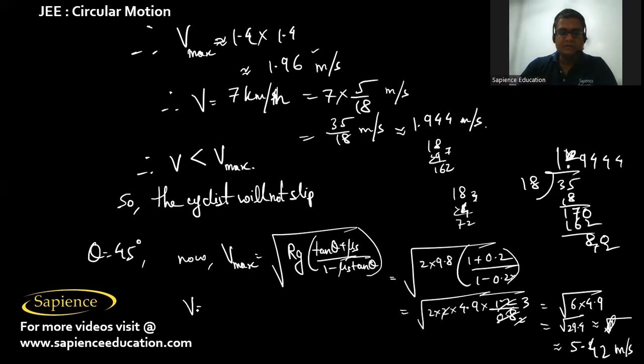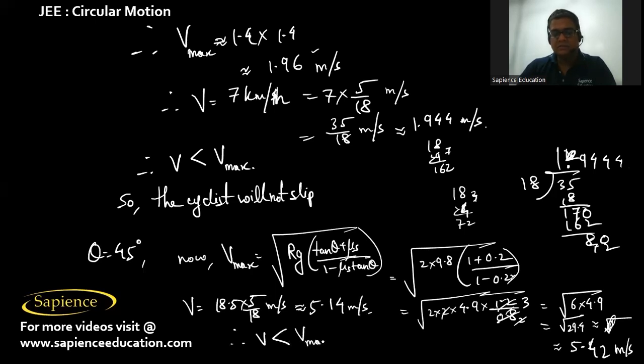Now the given velocity is 18.5 kilometer per hour. So 18.5 into 5 by 18 will come in meter per second. That will be equal to 18.5 into 5 divided by 18, so that is 5.14 approximately, 5.14 meter per second. So therefore here also the given velocity is less than the maximum safe speed.